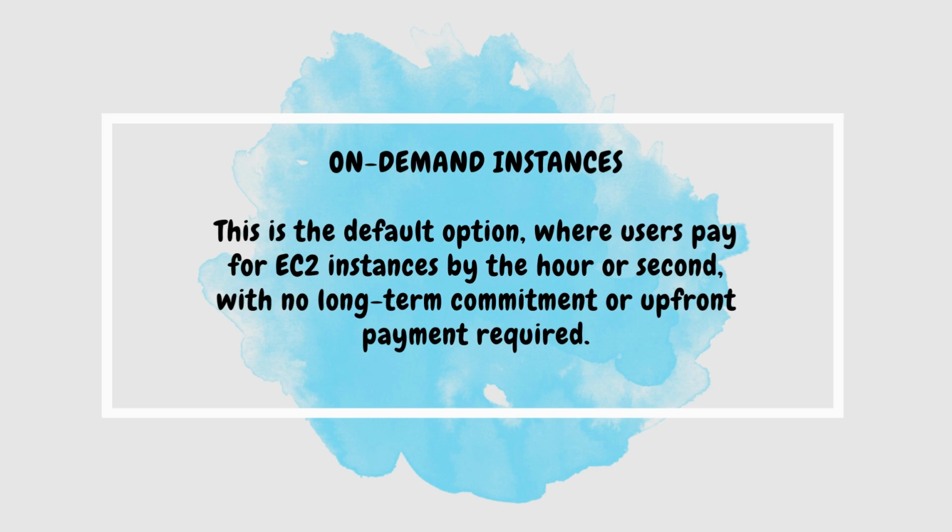So what exactly does this type of instance say? The user pays for this instance by the hour or second, with no long-term commitment or upfront payment required. Since it is the default, when the user launches the EC2 instance, the usage gets calculated based on the hours spent, how much time the business has used that EC2 instance. Based on that, the bill is generated, and you have to pay it.